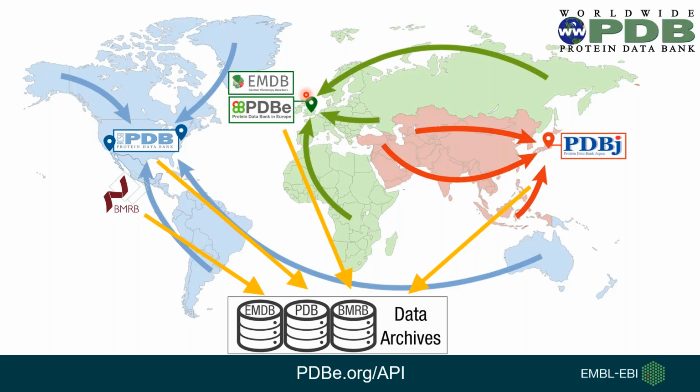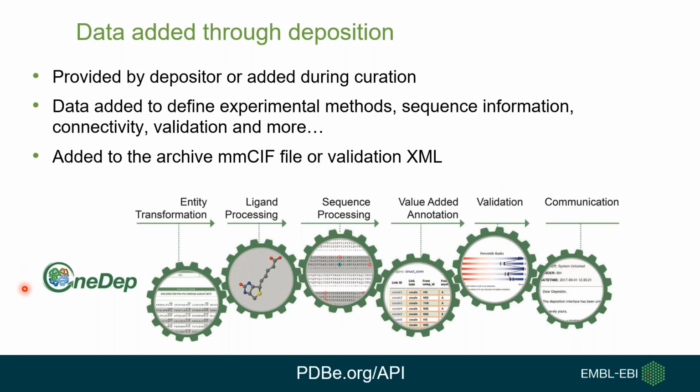EMDB will soon join wwPDB, and the data archives are made up of EMDB, PDB, and BMRB. We have a deposition system called OneDep, which is shared across all the sites. What OneDep allows is for depositors to add data, either during deposition or the data are added during curation. The kinds of data that are added are experimental methods, sequence information, and connectivity, for example. And these data are added to the archive mmCIF file or validation XML file.